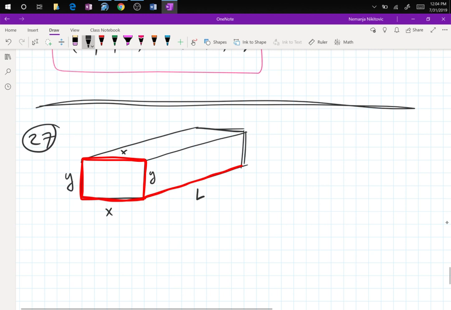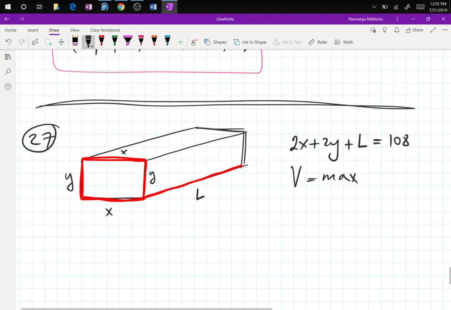So the constraint function would be 2x plus 2y plus L equal to 108 or less, but you want to maximize, so put 108. So we have that. And they want the max volume. So that's going to be our objective. Our objective is to maximize the volume under the constraint that all of these red distances add to 108.